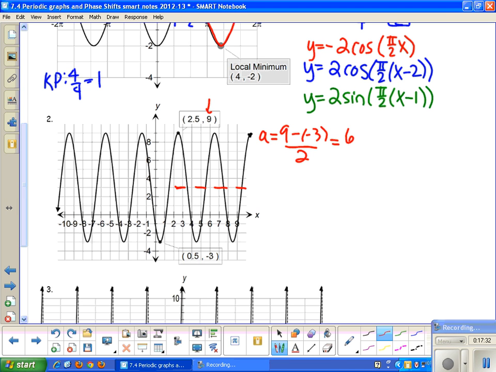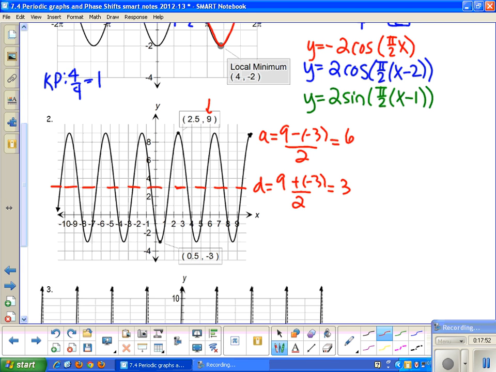That tells me that I'm going to have a vertical shift to this place right here. So you can do that for your vertical shift, or again, you can just calculate it using your maximum plus your minimum divided by 2. And 6 divided by 2 is 3. So your vertical shift in this case is 3, which is what we're showing right here in our graph.